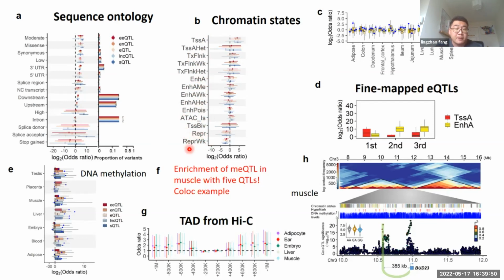Islands, which just means there is only a toxic signal there, and also some bivalent promoters or the repressed polycomb. In general, you can see these QTLs have a very high enrichment in the active promoter and also some chromatin states close to the TSS. But in general, we do not see a very good enrichment for enhancer, and we do see a depletion from the repressed polycomb for these QTLs.